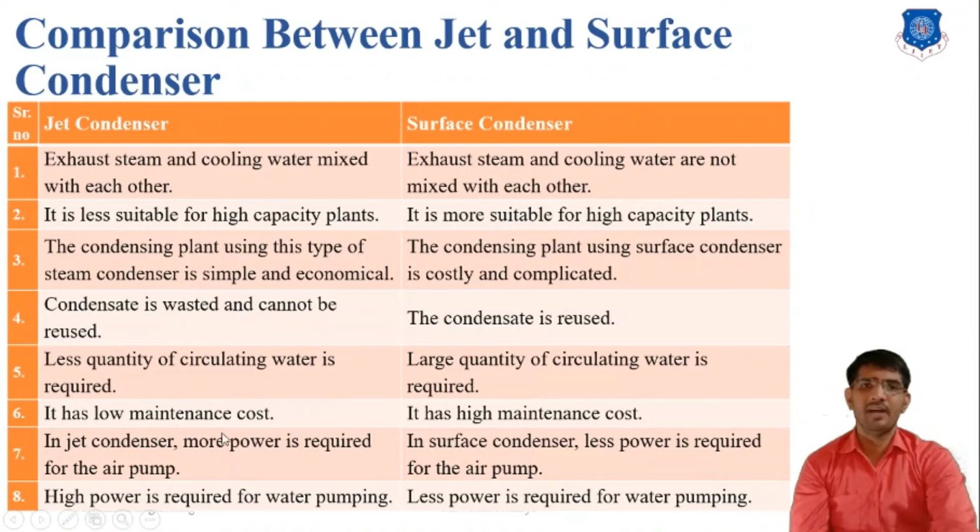The jet condenser has a low maintenance cost. The surface condenser has a very high maintenance cost. In the jet condenser, more power is required for the air pump. In the surface condenser, less power is required for the air pump. In the jet condenser, high power is required for water pumping. In the surface condenser, less power is required for water pumping.